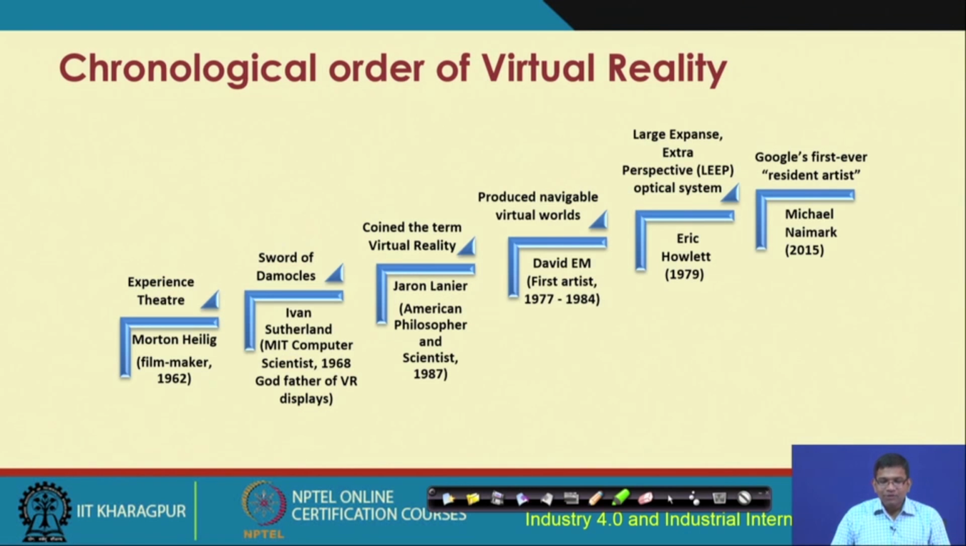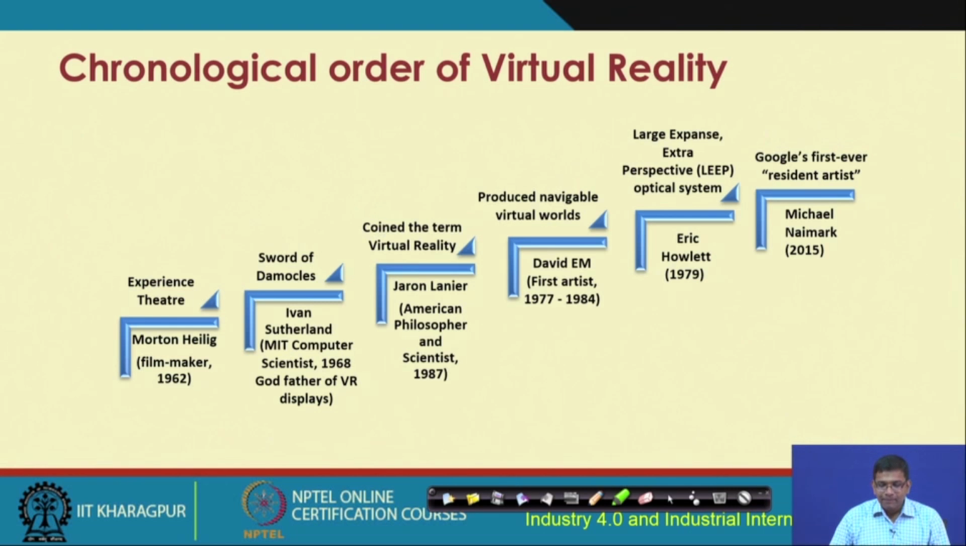So, in terms of the chronological order of virtual reality, how it has evolved over the years. In the early 1960s, the filmmaker Morton Heilig created an experience theater. That basically started the initial works on virtual reality. Then the Sword of Damocles was created by an MIT computer scientist in 1968, and he is considered a father of virtual reality displays.